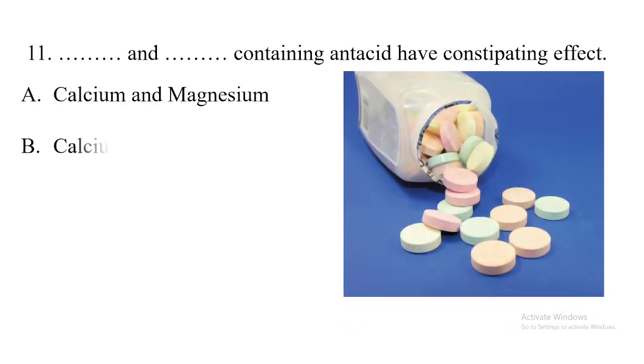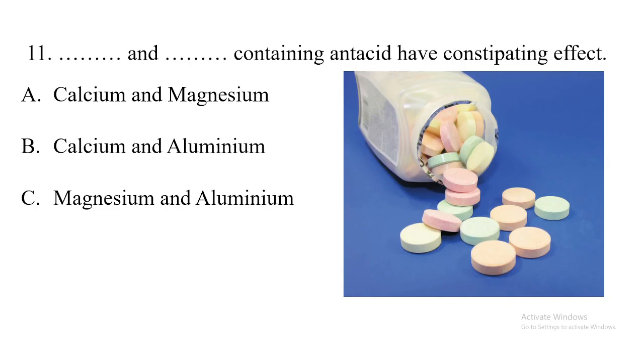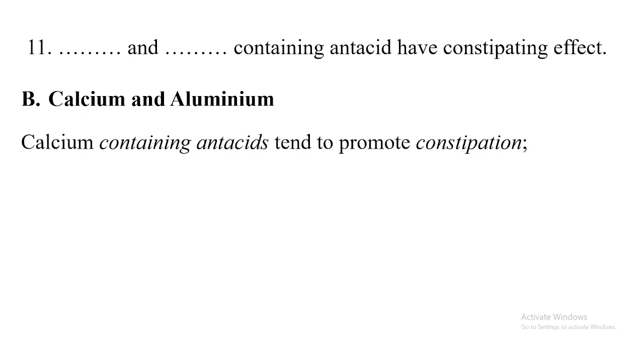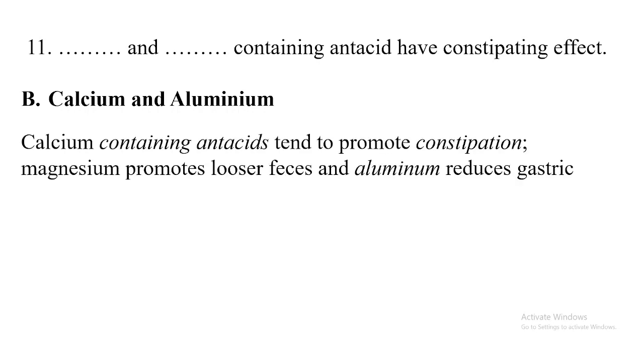Calcium and magnesium, calcium and aluminium, magnesium and aluminium, or both B and C. Calcium, aluminium, and magnesium. Which of the following antacids have constipating effect? The right answer is calcium and aluminium. Calcium containing antacids tend to promote constipation, magnesium promotes looser feces, and aluminium reduces gastric motility and delays gastric emptying. So calcium and aluminium containing antacids have constipating effect.